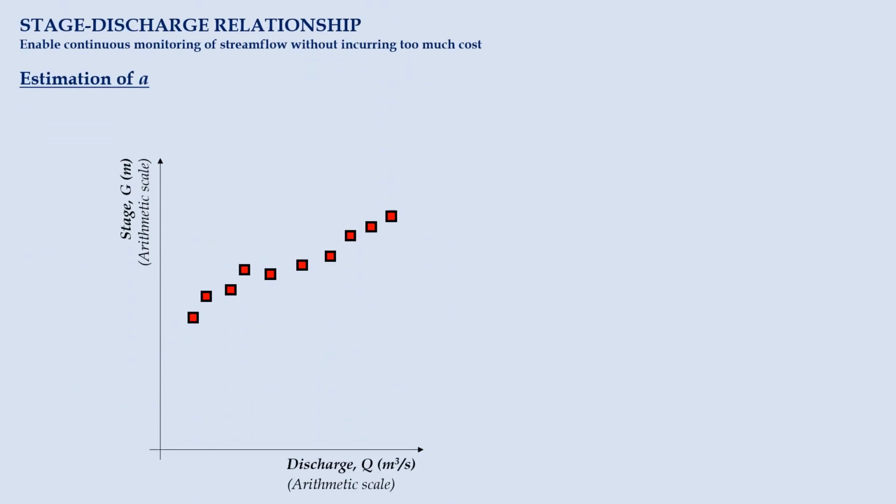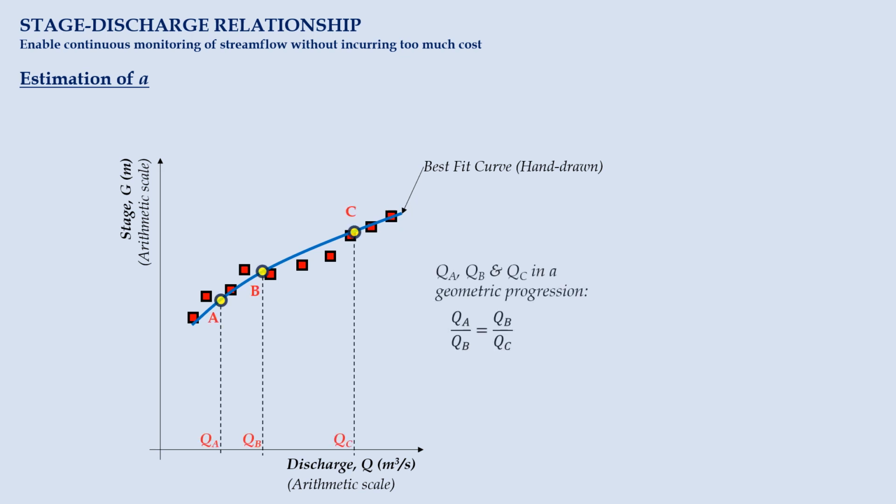It is impossible to measure this hypothetical parameter in real life. We can only estimate the value of A using several approaches. First, we have to plot stage against discharge to an arithmetic scale. Next, we draw a best fit curve for the data points.